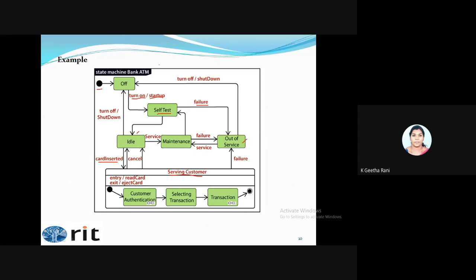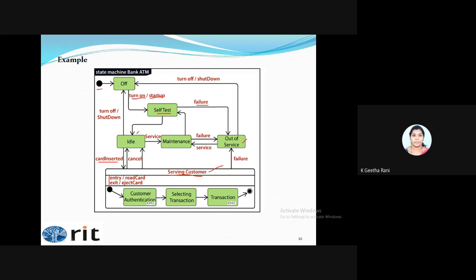My state name is going to be serving customer, and inside it we have many substates. When the card is inserted, this serving customer state will be activated. I'm including two activities, entry and exit. The action for entry is to read the card. Once the card has been read, it goes into customer authentication.